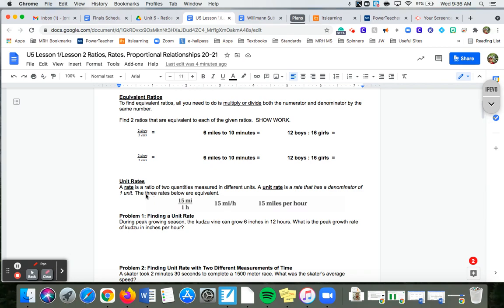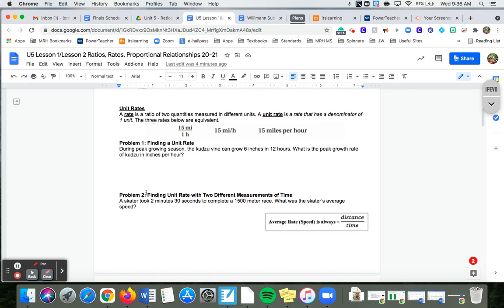If I look at unit rates, we've talked about this briefly as well. A unit rate is a rate, which is a type of ratio, but the denominator is always going to be 1. So this is 15 miles per 1 hour in all forms. You notice MPH isn't on here. This would be the correct way to show that.